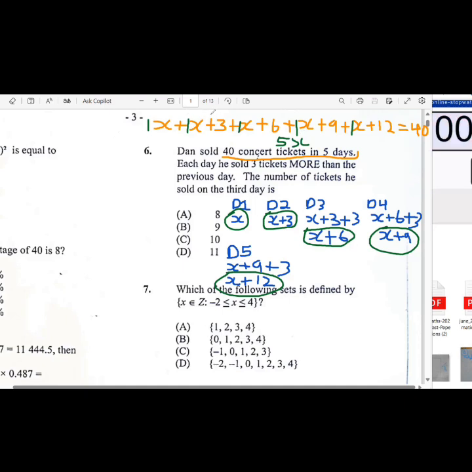And then you add all the numbers. So 3 add 6 is 9, 9 add 9 is 18, 18 add 12 is 30. Let's double check it. 3 and 6 is 9, 9 and 9 is 18. Okay, so this is equal to 40.